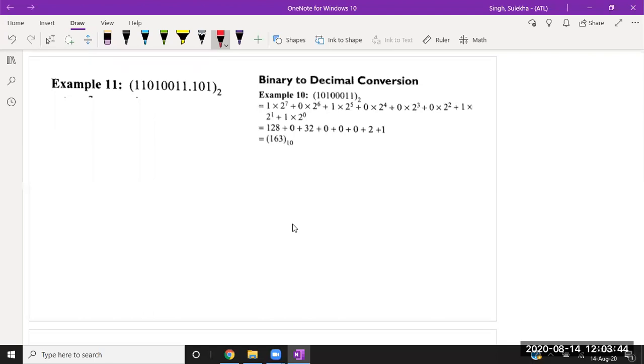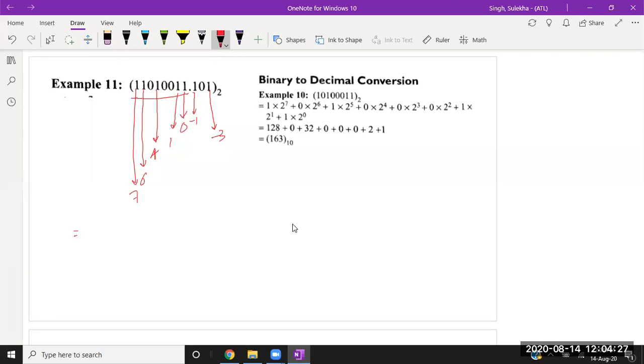For this conversion we are taking locations like this: the location of this one is the zeroth location, this one is the first location, second, third, this one is the fourth location, fifth, this one is the sixth location, this one is the seventh location. And after this decimal point, this is the minus one location, minus two, this one is the minus three location. Most of you have answered correctly. Those students who are having doubt in this question, or all of you, can listen to this.